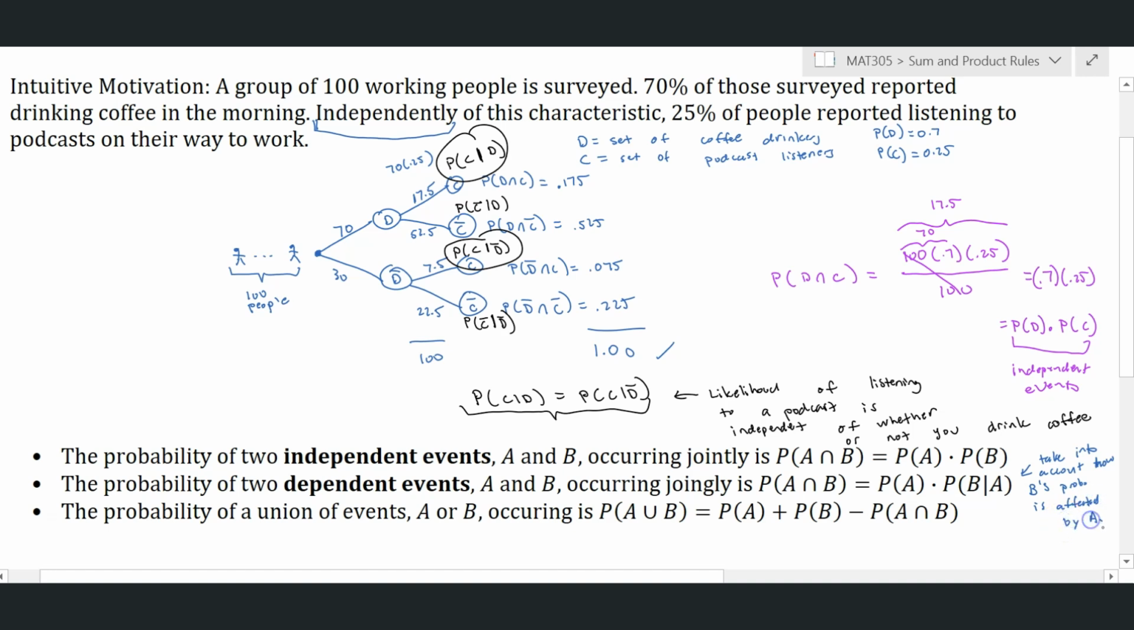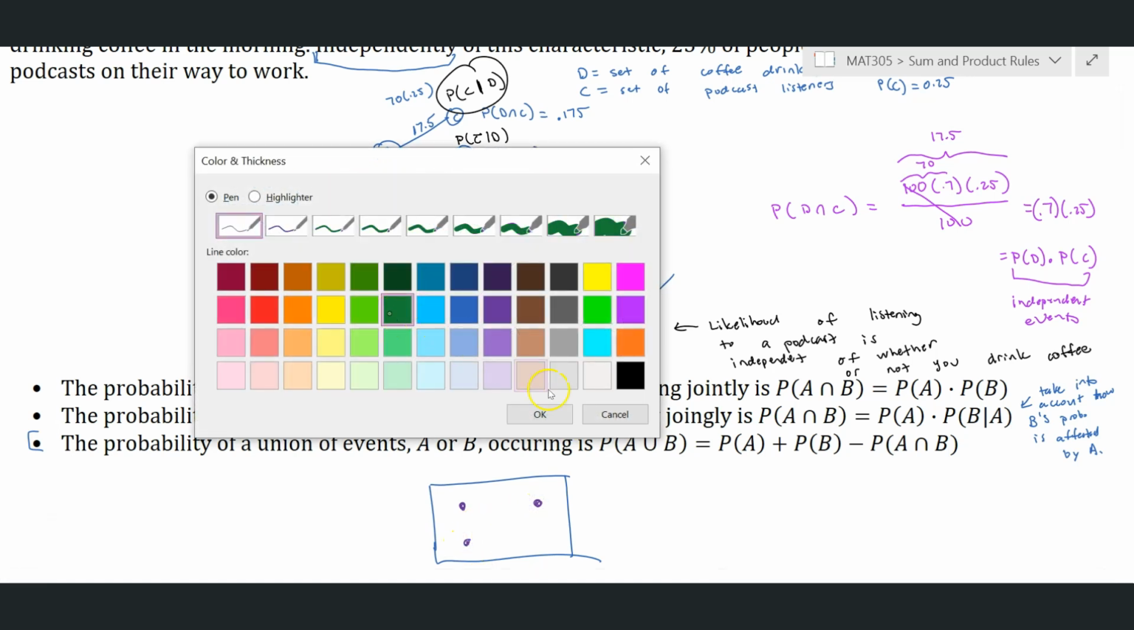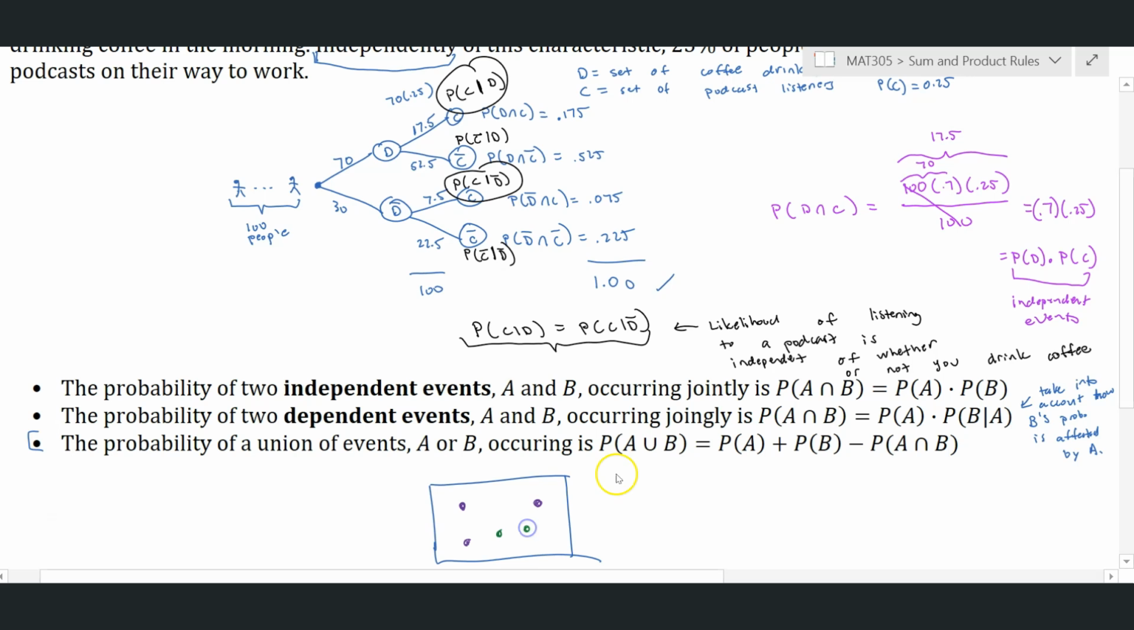by event A. So let me just give a quick example of that, and then we'll look at this last bullet point here. Let's just say that we know that in a box we'll have some marbles, and I'll have maybe 3 purple marbles and maybe 2 green marbles. And maybe what we want to know is the probability that you draw 2 marbles, and specifically the probability that we draw 2 greens.